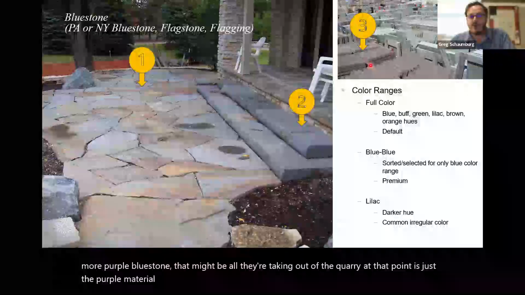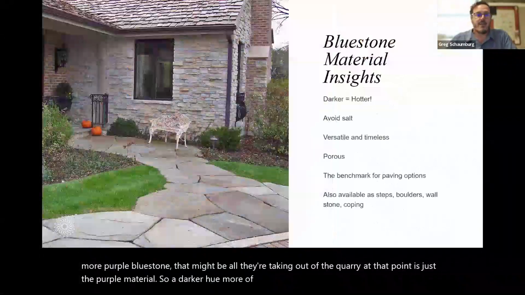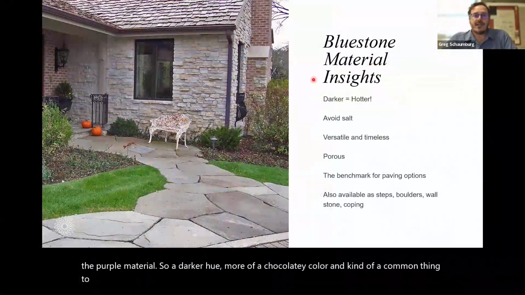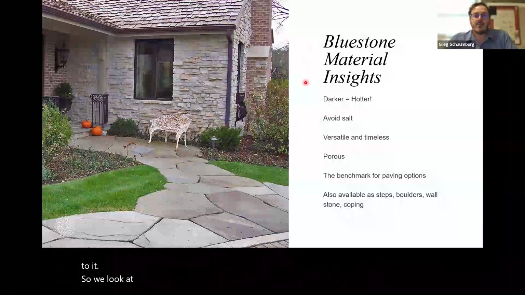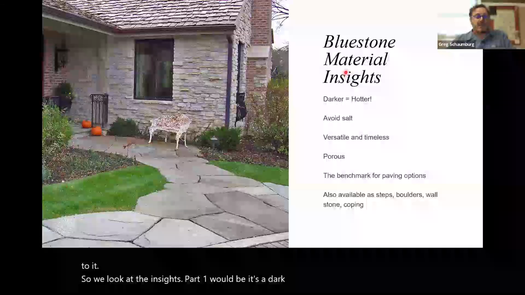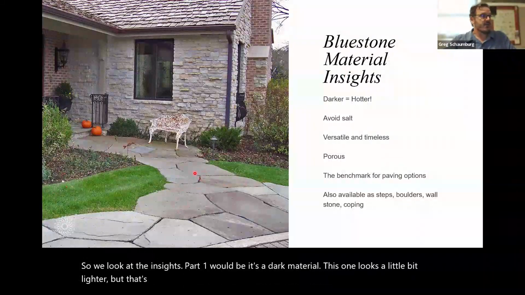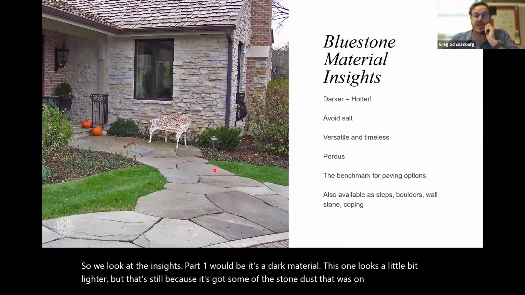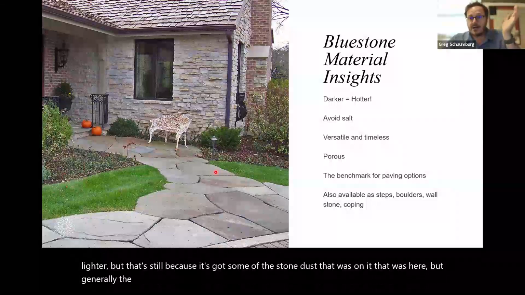So a darker hue, more of a chocolatey color, and kind of a common thing to it. So we look at the insights part. One would be it's a dark material. This one looks a little bit lighter, but that's still because it's got some of the stone dust that was on it. But generally, the darker the material, the hotter it is.